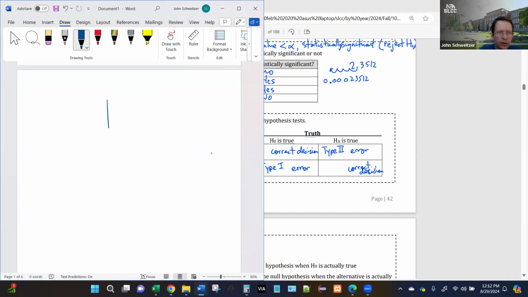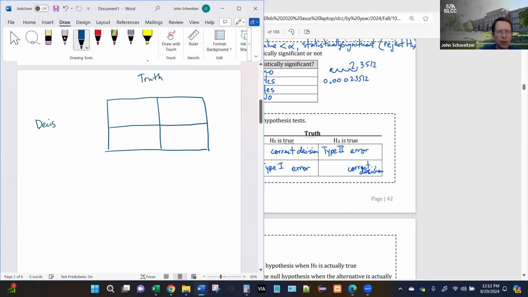So let's draw out our same table here. We have our 2x2 grid. We have truth up here, and we have decision over here. We can fail to reject the null, or we can reject the null in favor of the alternative. So in reality, the null can be true, or the alternative can be true. Just practically speaking, you could probably come up with some strange pathological counterexample, but typically this is how it's going to work.